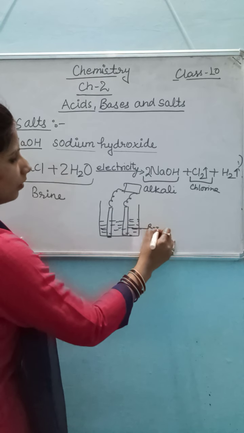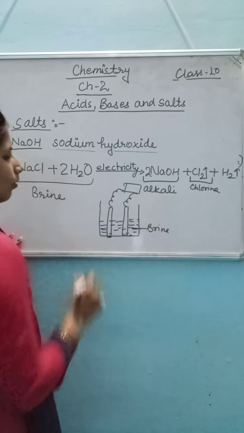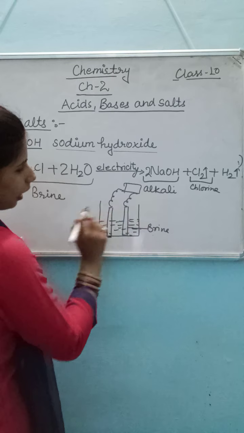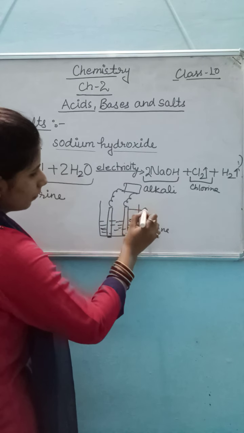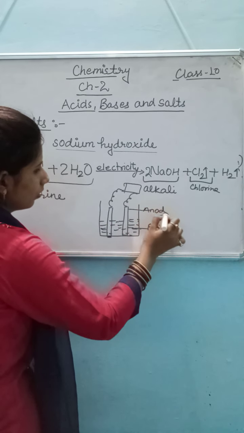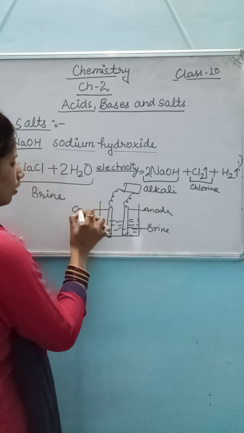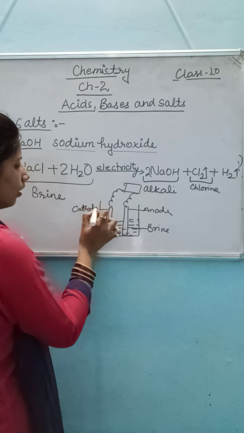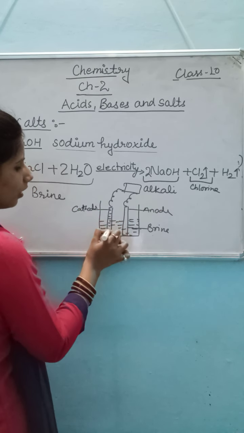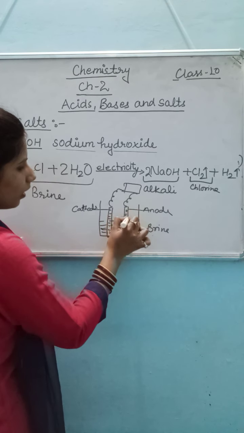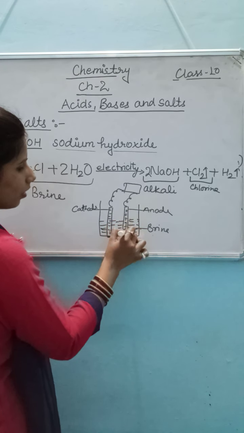This is brine. Now one is cathode and one is anode. Cathode carries negative charge and anode carries positively charged ions.